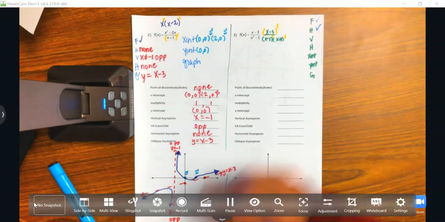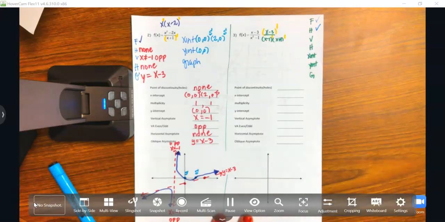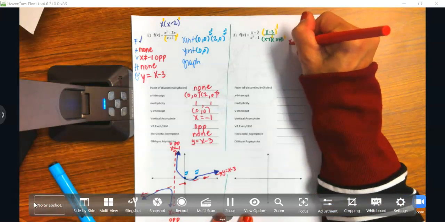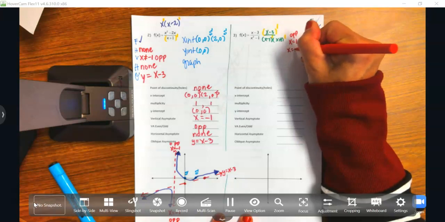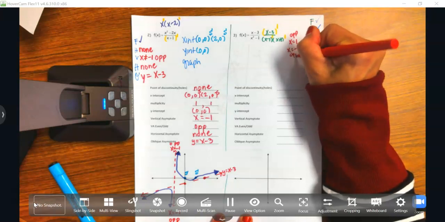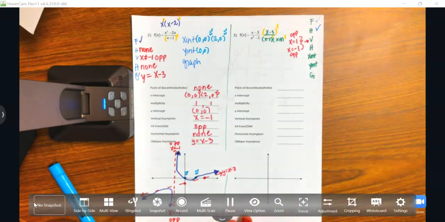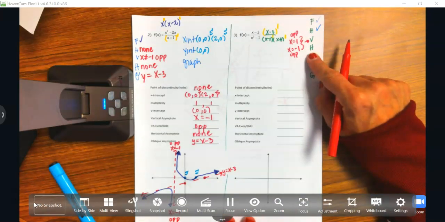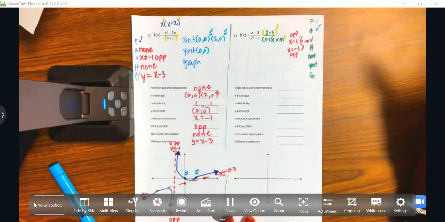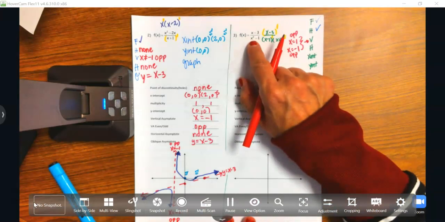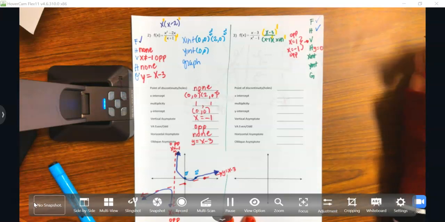The next thing we're going to do is identify the vertical asymptotes. You have 2 vertical asymptotes right here: x equals 1 with opposite behavior, and also x equals -1 with opposite behavior. Both of those are your vertical asymptotes. For the horizontal asymptote, remember the degrees always determine the horizontal or the oblique. The bottom has the bigger degree, so I know my horizontal asymptote is y equals 0.